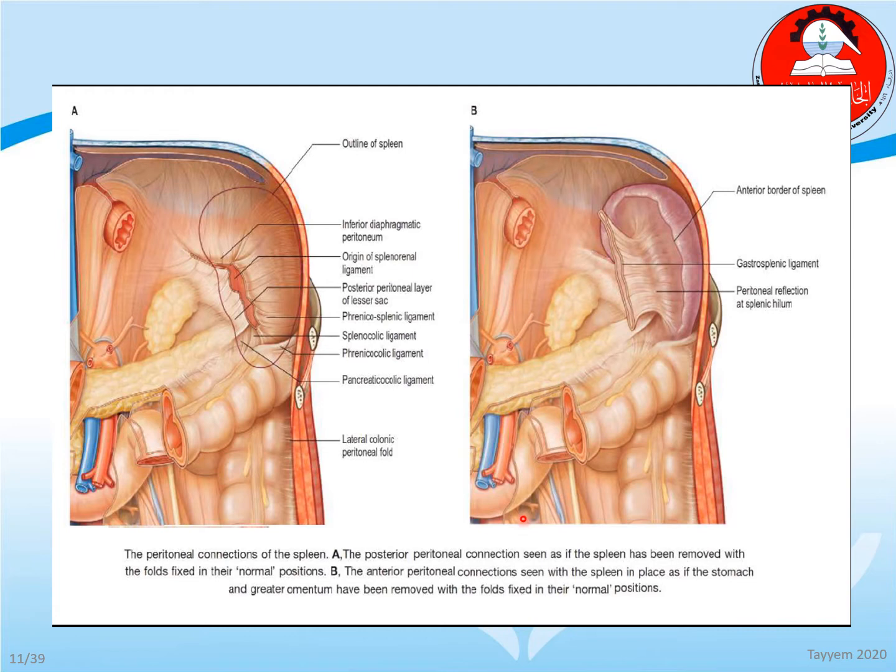This slide shows you the surface anatomy as well as the ligament attachment, and you can see here the gastrosplenic ligament, and inside that ligament there will be the blood supply and the venous drainage of the spleen.